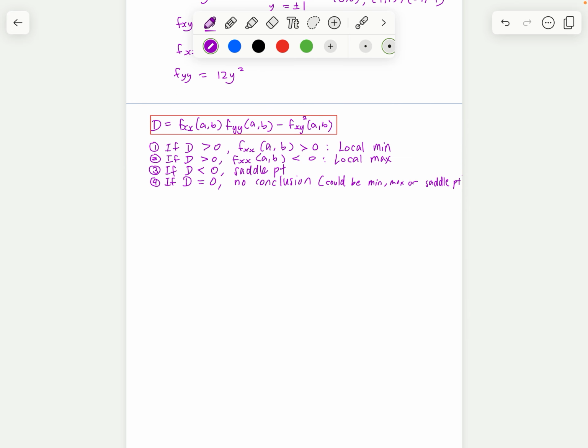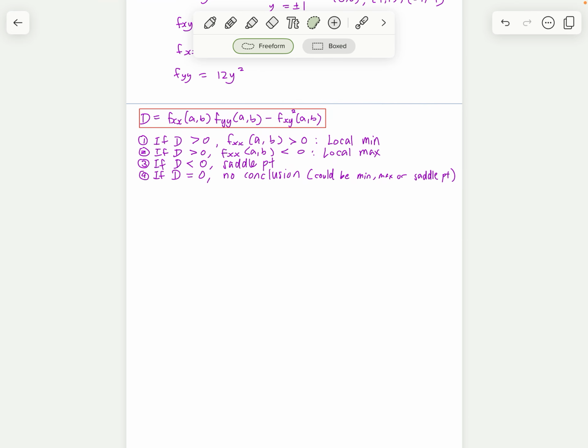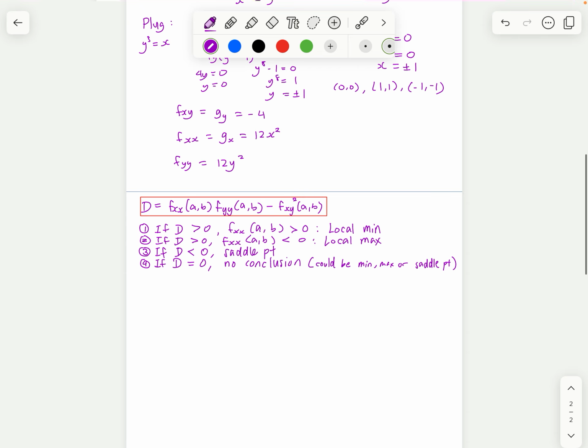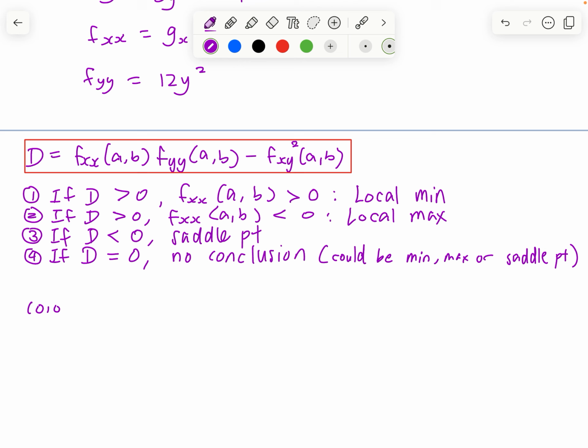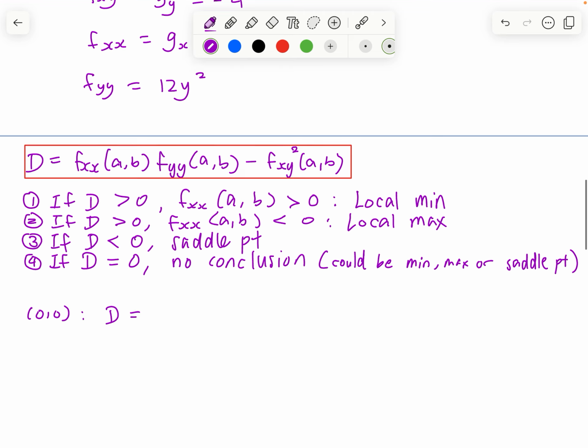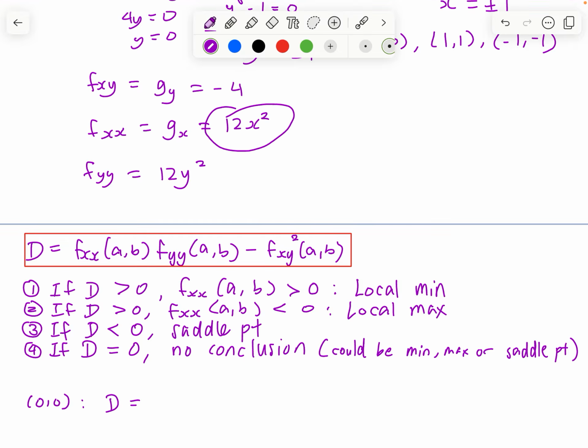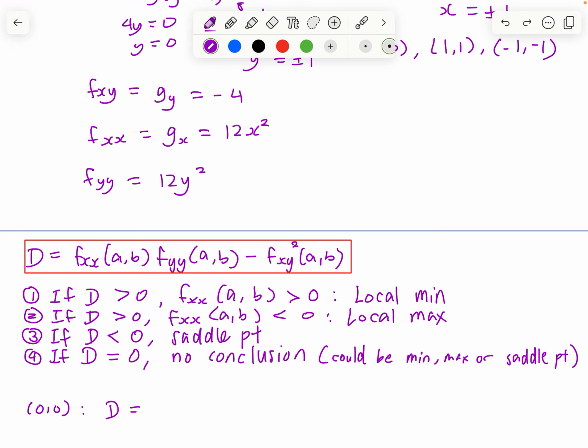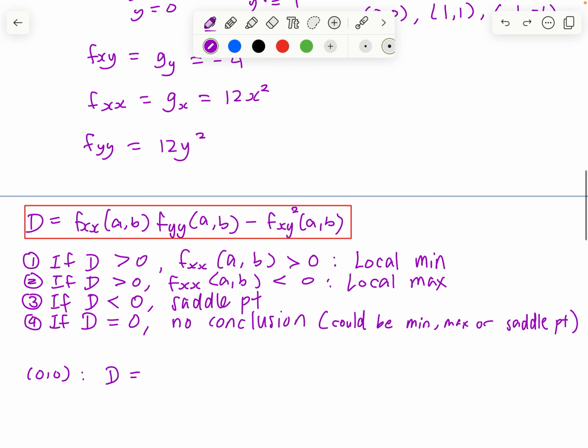Right. So for our first point, we have 0, 0. And to find the discriminant, we're just trying to plug in all the values here at 0, 0. So the discriminant at that point would be fxx at 0, 0, which means that x would be equal to 0, so it would just be 0, times fyy of 0, 0, that would also be 0.